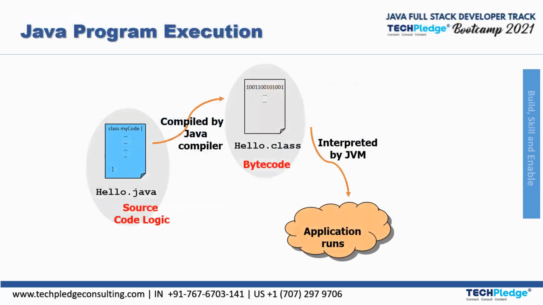Here is a diagrammatic representation of what I just explained. Suppose we are creating a program called hello.java. This is the source code logic. It will be converted to bytecode in hello.class. When hello.class is run, it goes to the JVM. The JVM first converts this bytecode to binary code, and it goes to the hardware to execute it. This is the simple explanation of how Java runs the entire program.